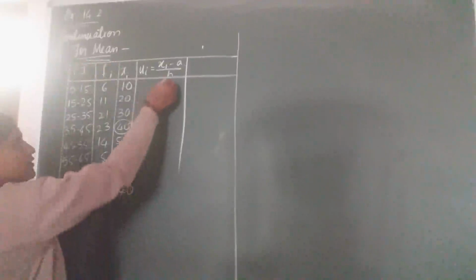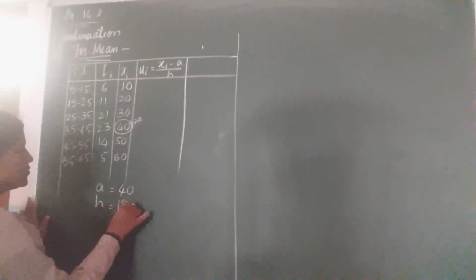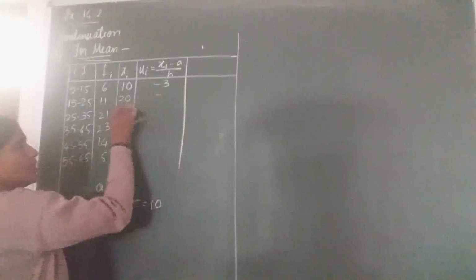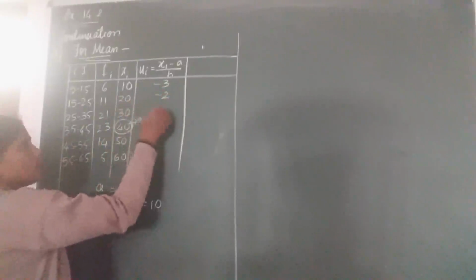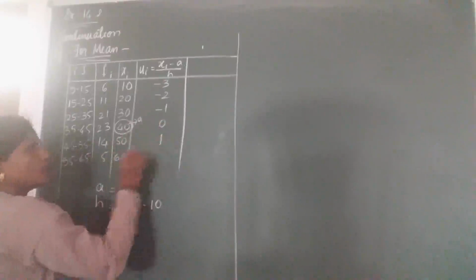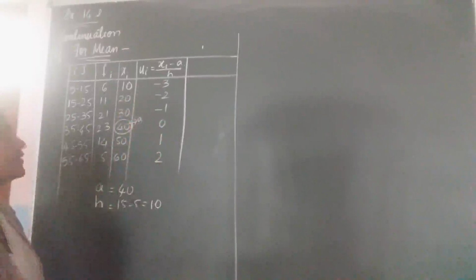So minus 30 divided by class size, h is nothing but class size. 15 minus 5, that is 10. 10 is the class size. Divided by 10, it is nothing but minus 3. Next is minus 2. Next one minus 1. 40 minus 40, it is nothing but 0. Next it will be 1. Then 2. I told you, according to the number line you will get it here.